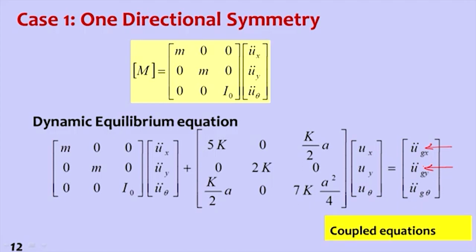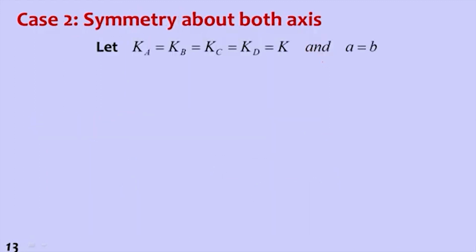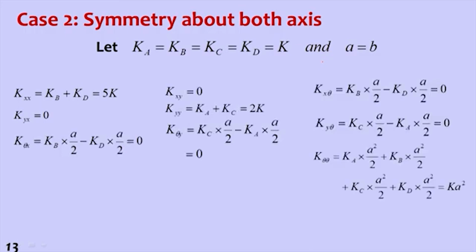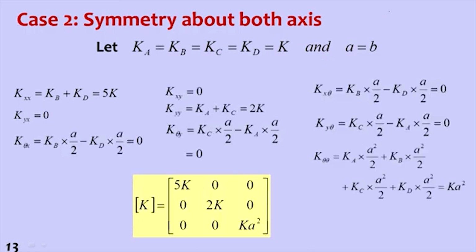Now, to deal with this, we need to do decoupling of these equations. How do we do decoupling? Decoupling means again we find the mode shapes, pre-multiply and post-multiply, solve the problem, and then back calculate. Now, if symmetry is there along both axes, that means all stiffnesses are the same: Ka, Kb, Kc and Kd, all values are K. There is symmetry in both directions.